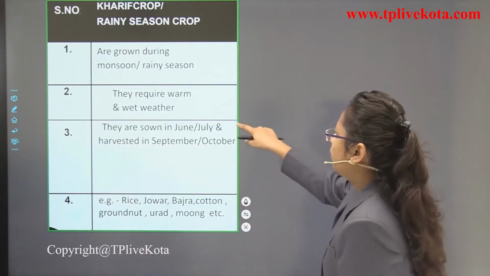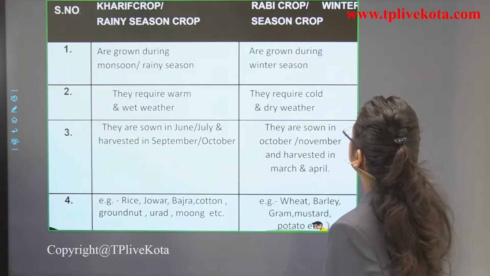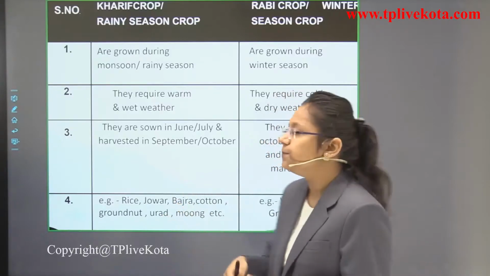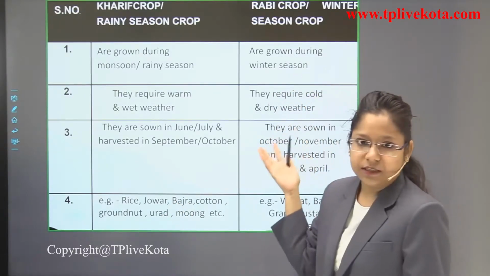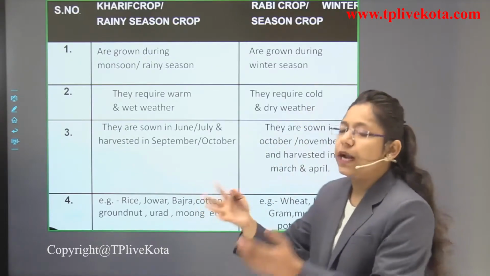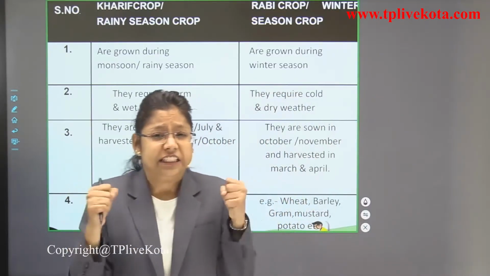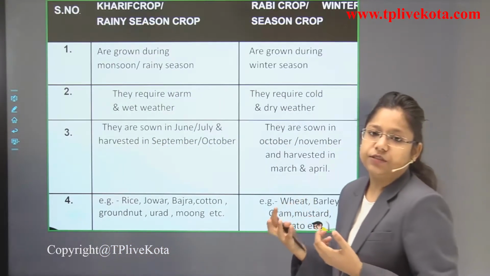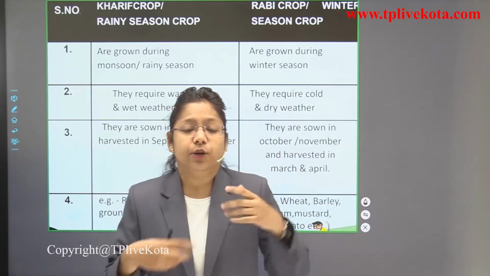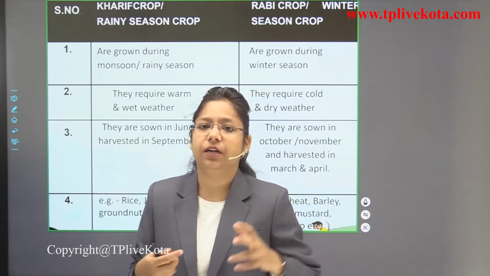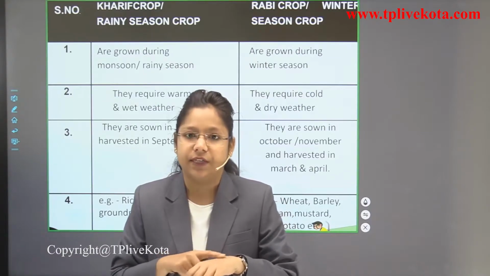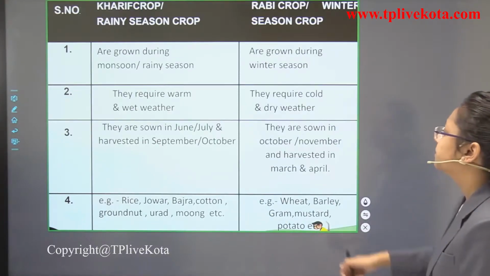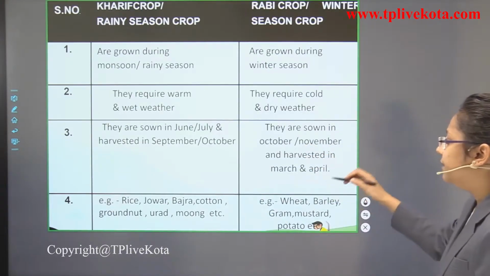Okay, so let's move on to the next season, that is the Rabi crop, which is grown in the winter season. So Rabi crops are grown during the winter season, the first point. Second point, they require a cold and dry weather. Okay, they require a chilling weather and a dry weather. You have seen that in winters dry climate occurs. Even our skin gets dry in winter season, because the moisture has been absorbed by the climatic conditions. They are sown in October and November and harvested in March and April.